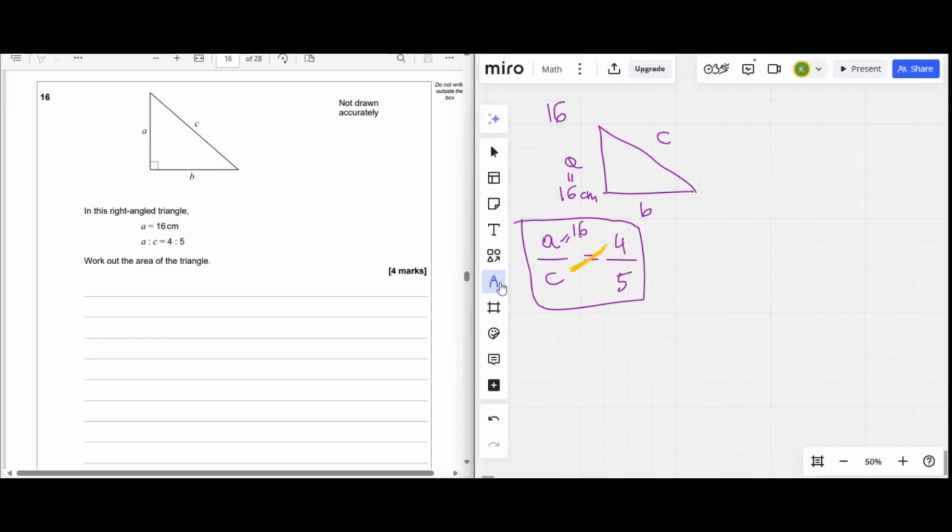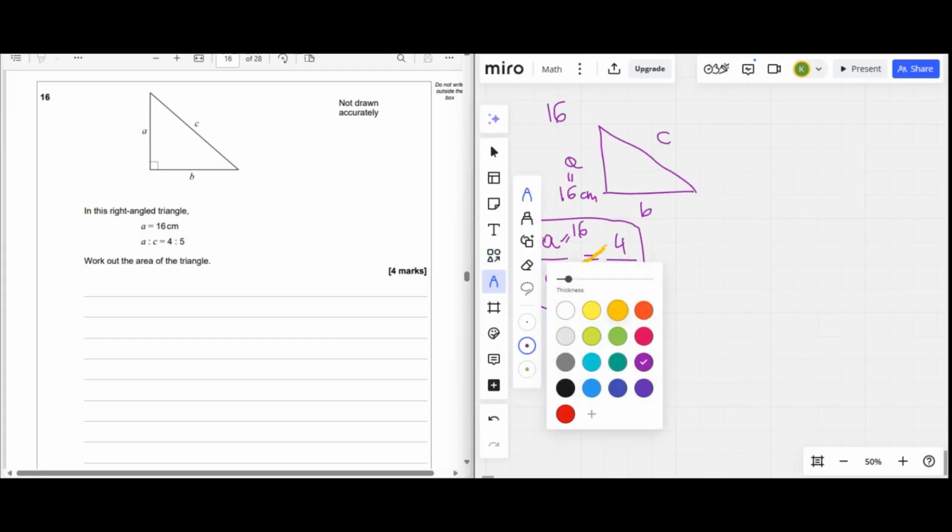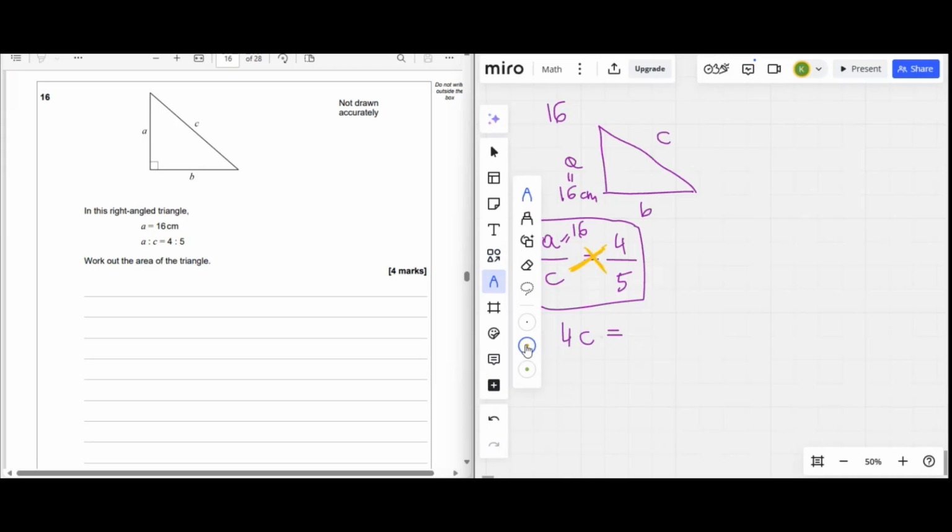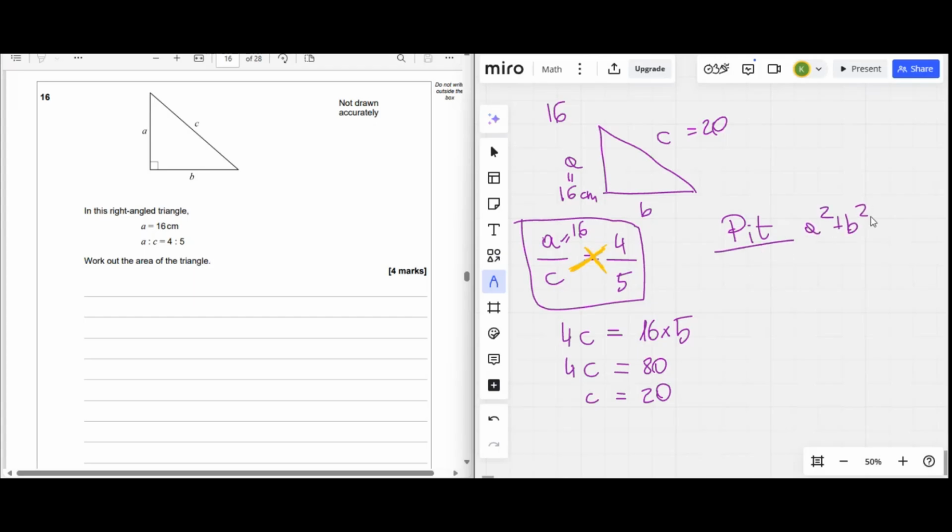So it means that if we multiply across, 4 times C must be equal to 16 times 5. So 4C is 80. So C is 20. And now from Pythagoras' theorem, A squared plus B squared equals C squared. Sorry.